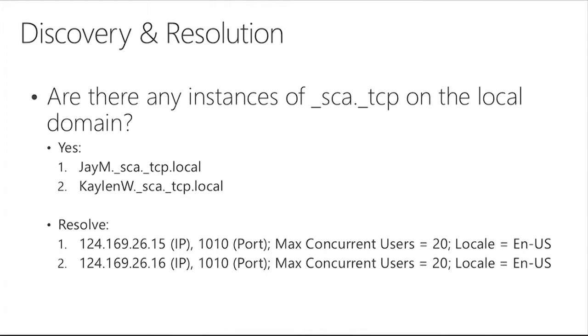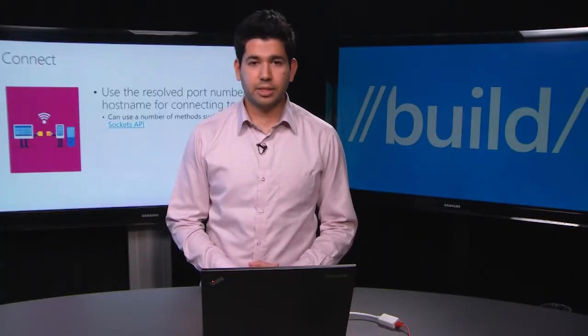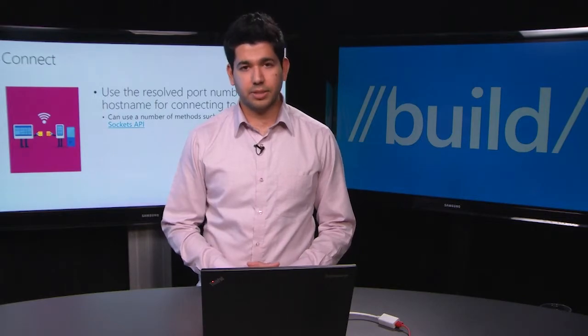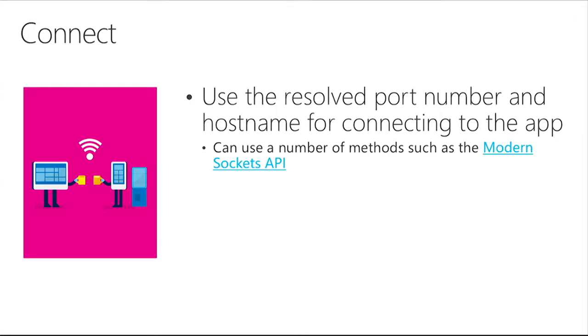Once we have the instance names, we can resolve them to get more important information such as the IP address and the port number. We will also get the text attributes that we put in during registration time. Once we have the IP address and port number, we can use a number of resources to connect to the other app instance, the most common one being the Modern Sockets API.